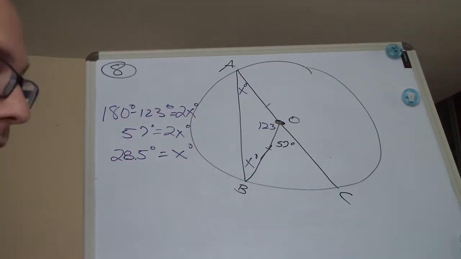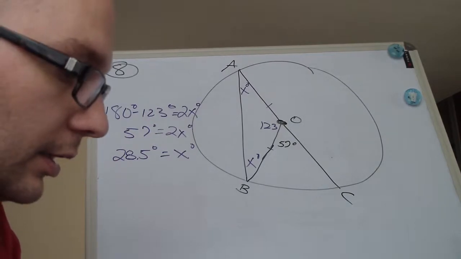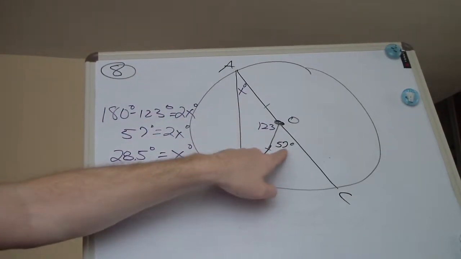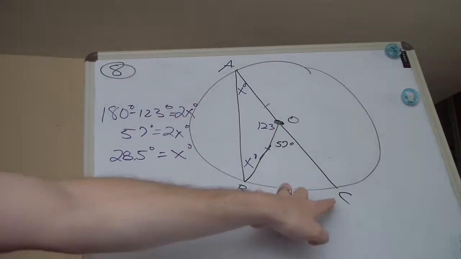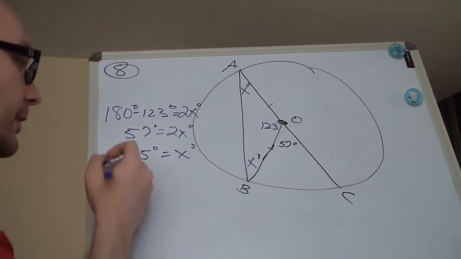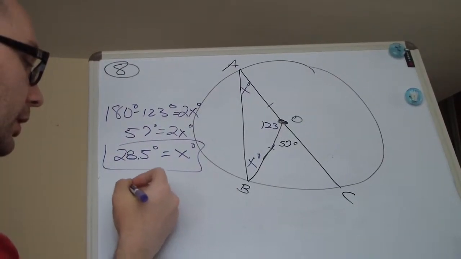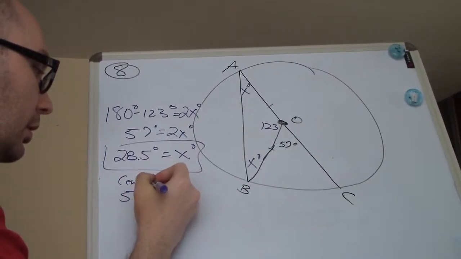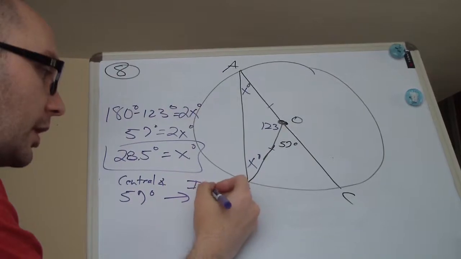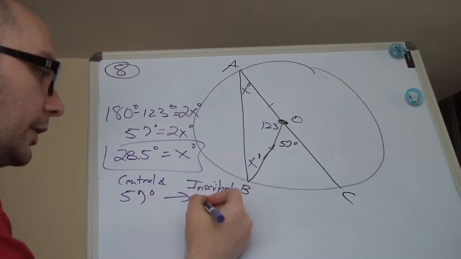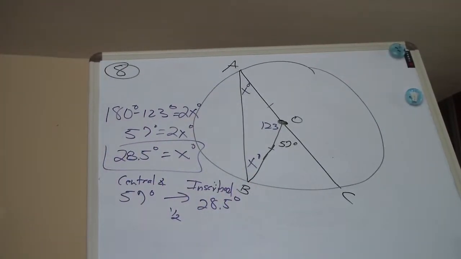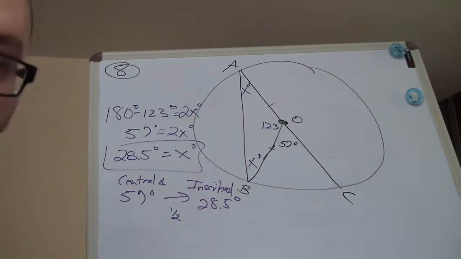So the theorem actually says that the inscribed angle is half of the central angle with the same endpoints. Okay? So we could basically just say, oh, the central angle is 57 degrees. That means the associated inscribed angle is going to be 28.5. That's half of 57. Okay? All right, that's number 8.